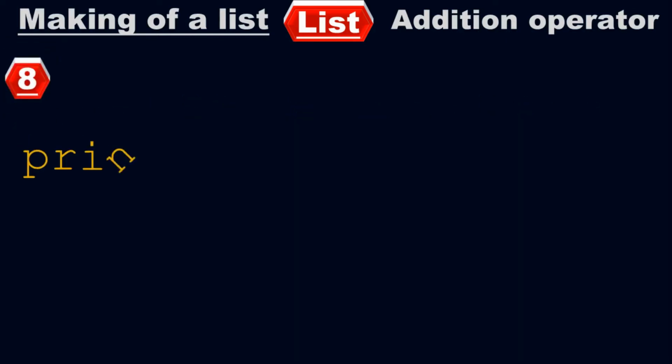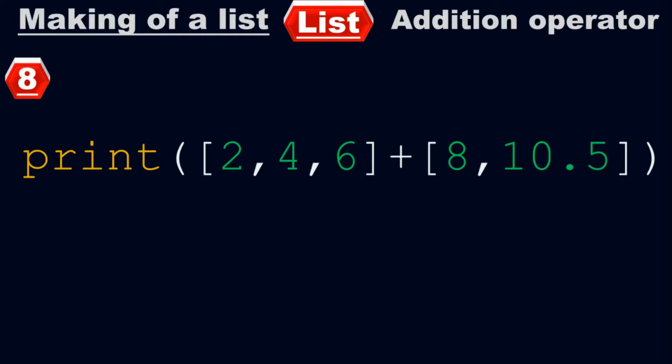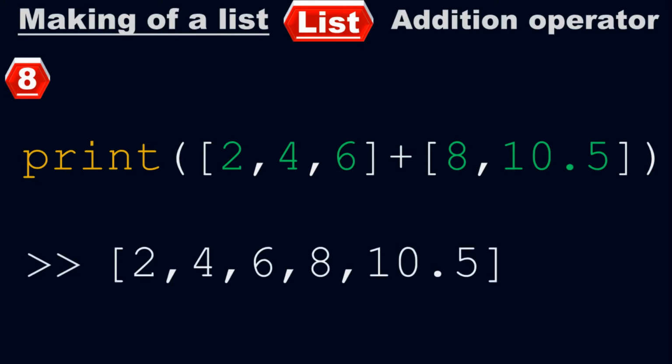Example number 8. Print of [2, 4, 6] plus [8, 10.5]. When you run the program, you will get 2, 4, 6, 8, 10.5. Again, I have the addition of two lists. From here up to here is my one list. This is my second list. In the second list, my second number is in float form. So you can take a combination of numbers. It can be all integers, all float numbers, or a combination of integers and float numbers, even numbers, odd numbers, whatever you want, you can make the collection.